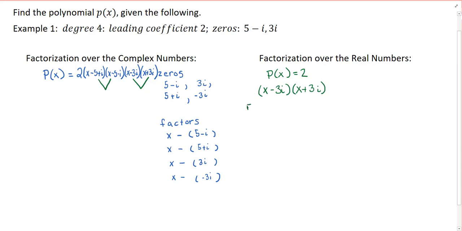And all we're going to do is use foiling. And you'll see that there's a pattern in the foiling as you go along. First, times first, comes from the fact that it's x times x. Outside comes from the fact that it's 3i times x. Inside is from negative 3i times x.